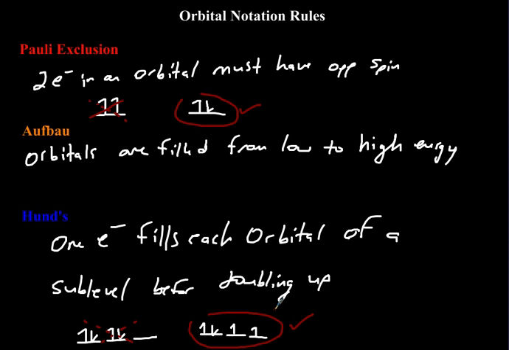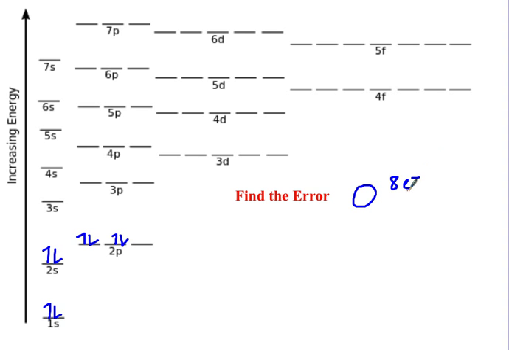Okay, so what we're going to do now is go through a couple notations that are already filled out and see if we can find the mistake in the notation. See if we can find which of these rules were broken. Find the error: oxygen with 8 electrons. So 2, 4, 6, 8. This guy has 8 electrons, so we're good to go with that.